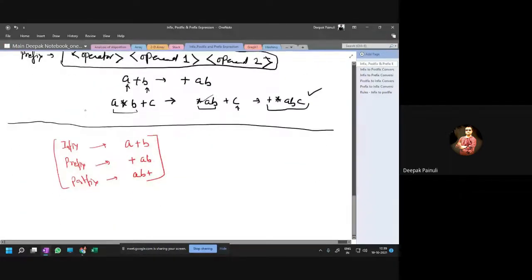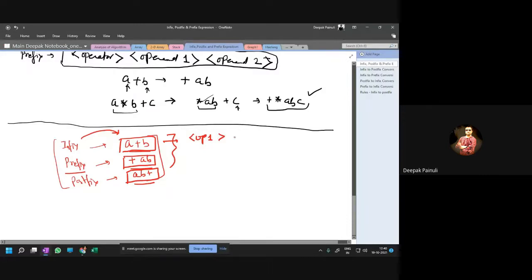Remember one thing, a simple basic rule to find which form an expression is in. If it is an infix expression, it will look like a plus b, and in case of prefix it will look like first the operator, then operand 1, then operand 2. That means it will look like plus a b, right? And the postfix of that same operation will be a b plus.